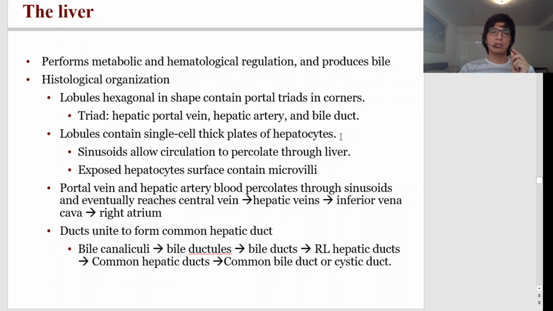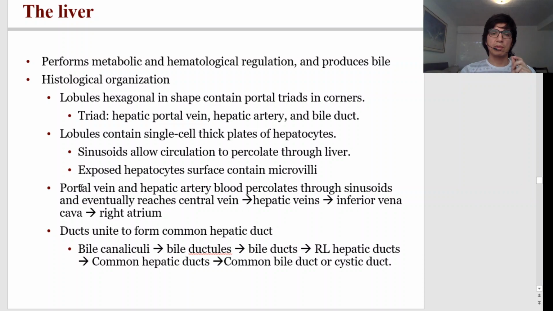The lobules contain a single cell thick plate of hepatocytes. Basically, the lobules are disposed on these single layers that are in contact with these sinusoids. The sinusoids are these openings through which blood can flow. What we want is high contact between hepatocytes and the blood from the digestive system in order for this regulation to occur, and this is where it happens. These exposed hepatocytes are exposed to the surface of the liver. They contain microvilli.